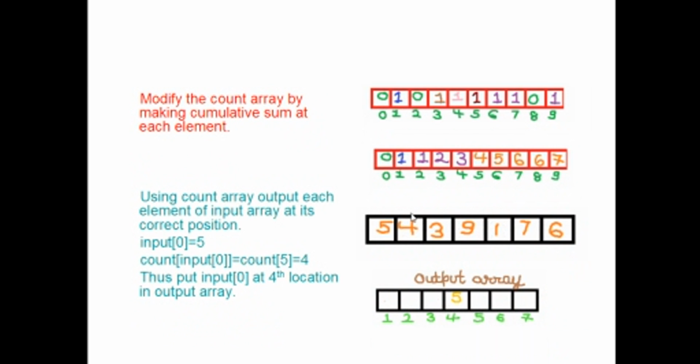Now we'll modify the count array by making a cumulative sum at each element. 0, copy 0 in it. Now 0 plus 1, 1. 1 plus 0, 1. 1 plus 1, 2. 2 plus 1, 3. 3 plus 1, 4. 4 plus 1, 5. 5 plus 1, 6. 6 plus 0, 6. And finally 6 plus 1 is 7. So we have got the cumulative sum at each position.